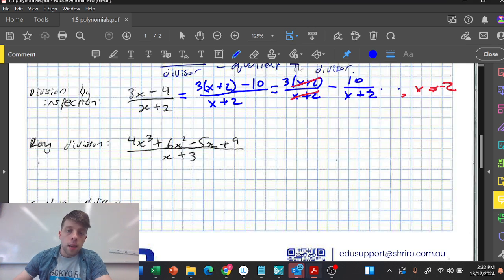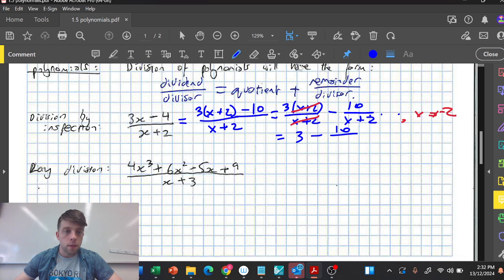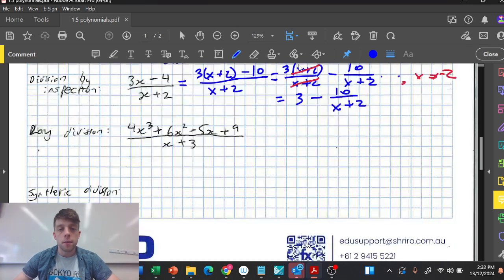Then what we can see here is that we have successfully written this in this form. So we have dividend divided by divisor is equal to a quotient plus a remainder divided by the divisor. So in this case, we can see that the remainder is negative 10. So another way that you could do this exact same division is using polynomial long division.